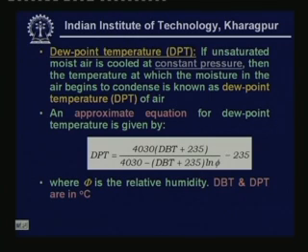Next comes the property called dewpoint temperature or DPT. Let me explain this: if unsaturated moist air is cooled at constant pressure, then the temperature at which the moisture in the air begins to condense is known as the dewpoint temperature of air. I am sure that you know what the dewpoint temperature is, but let me explain this with the help of a TS diagram.